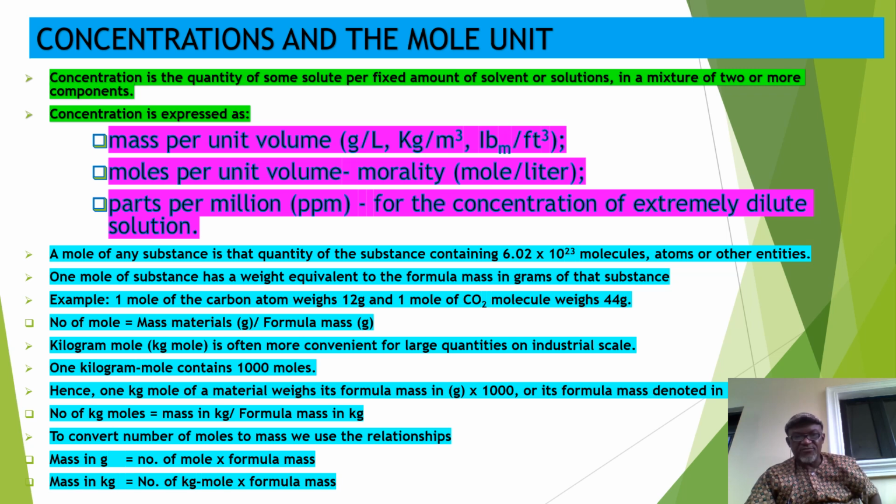Of course, kilogram mole is often more convenient for large quantities. So whether we talk about gram moles or kilogram moles, 1 kilogram mole contains 1,000 moles. Hence, 1 kilogram mole of the material weighs its formula mass in grams times 1,000. Therefore, number of kilogram moles is mass in kg divided by formula mass in kg. Just like we said, number of moles is mass of material in grams divided by formula mass in grams.